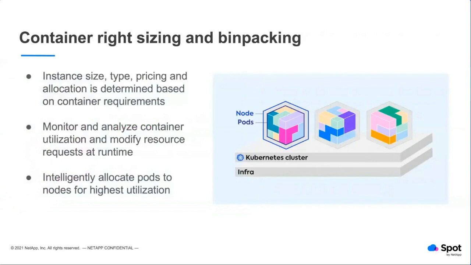So let's dive into container right sizing and bin packing a little bit more. There's a lot of constructs that go into this. There's the instance and VM size that's underneath. There's the type of VM. The pricing and allocation is determined by those container requirements. So when you deploy a container, you need to be able to know what that container needs, what type of instance it should fall on, what type of pricing model, and what type of runtime model that it needs. And when I say runtime model, we're going to later in this slide talk about the differences between spot instances and on-demand instances and reserved instances, but I'm going to hold off on that for a little bit.